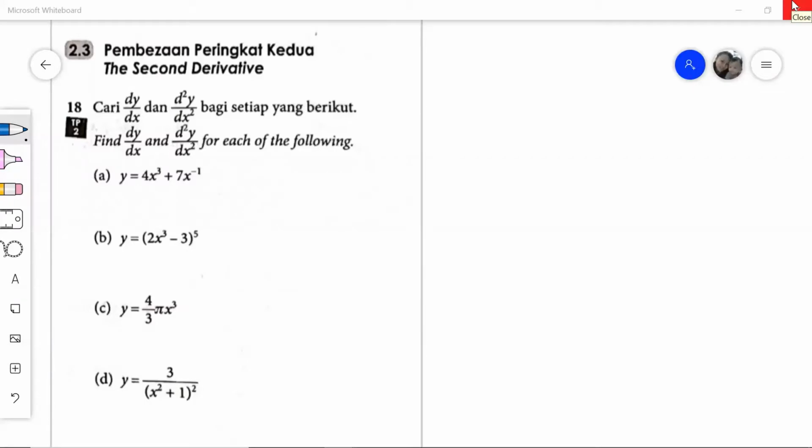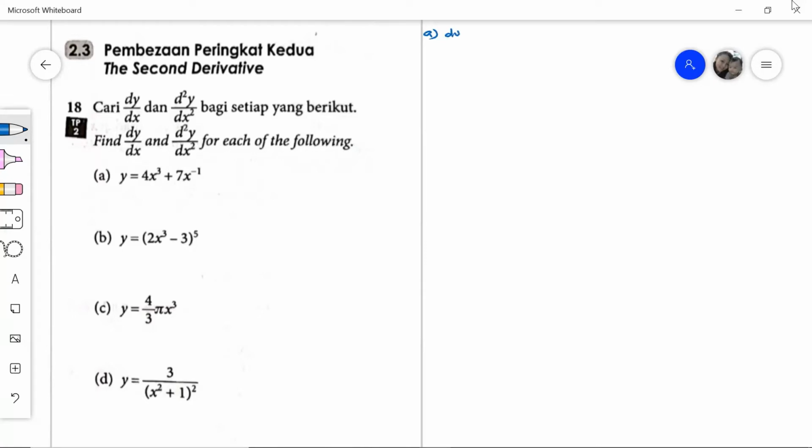Hello everyone, this is subtopic 2.3, the second derivative, question number 18. Now we need to find dy/dx and d²y/dx² for each of the following. So let's look at A.